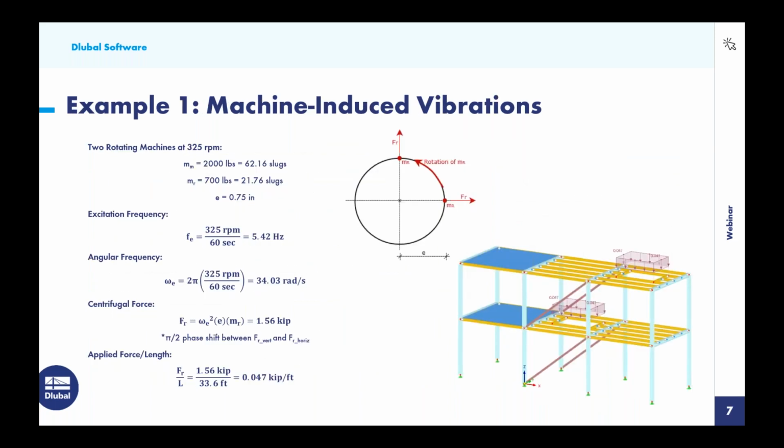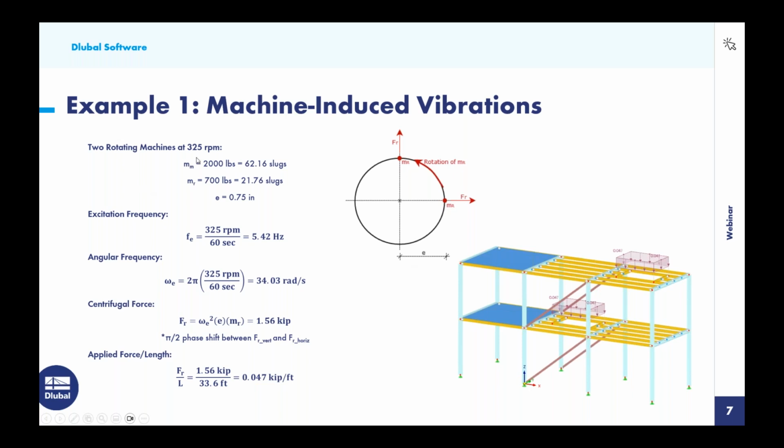So we'll begin here with example number 1, where we are going to introduce these machine-induced vibrations with the steel industrial structure that you see here on this slide. We have 2 rotating machines, and you can see here where these machines are going to be placed. We have one at the upper level where this opening is on the right, and then at the first level here at the center, we'll place that second machine.